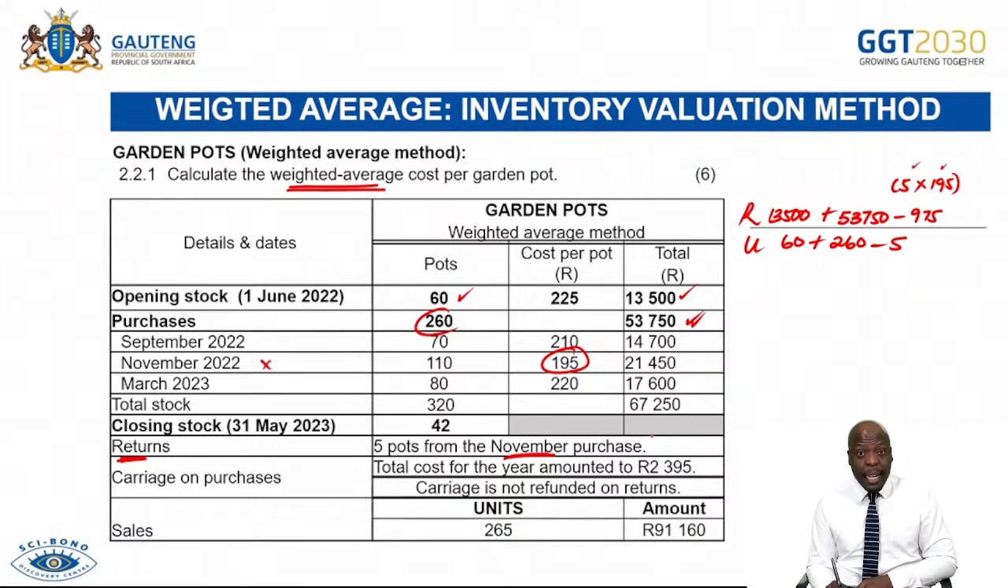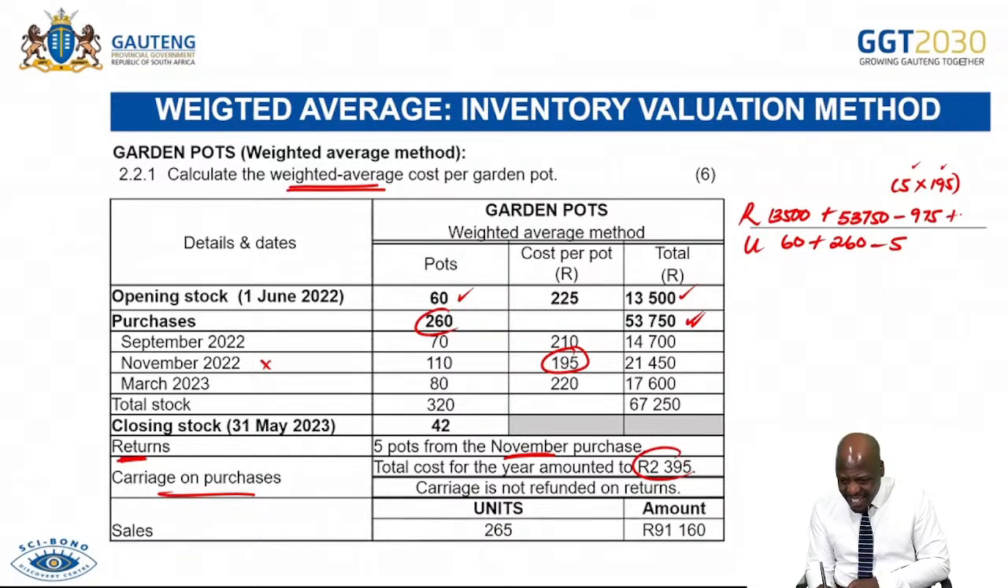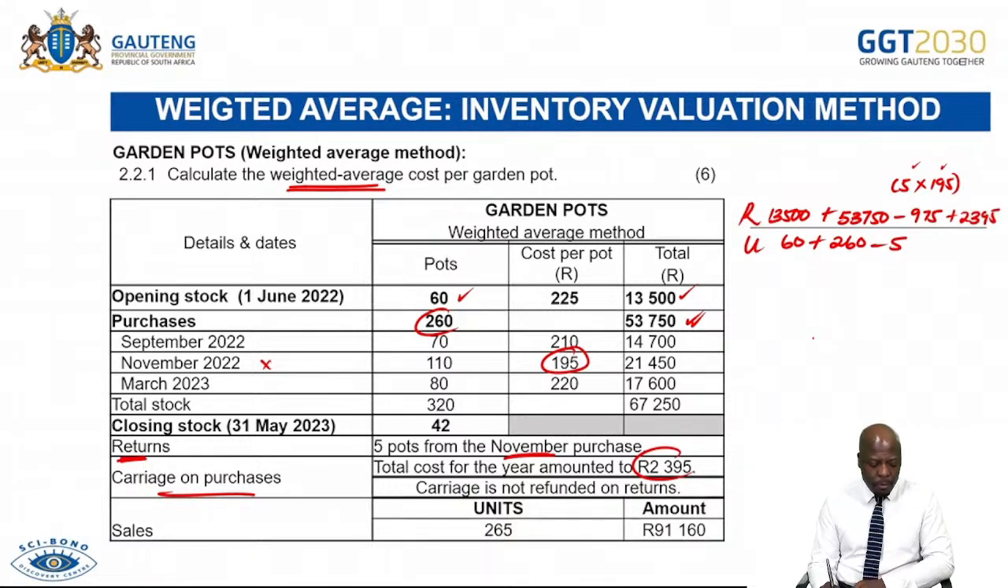Is there anything missing, guys? I want you to look at the question again. Is there anything that I should record? Certainly, yes. I should record my carriage on purchases. How much is that? 2,395. Do I add or I subtract? I add, plus 2,395. What did I teach you in the first question? All right. So you're going to do it properly. You're going to add the rand amounts first. Let's do that.